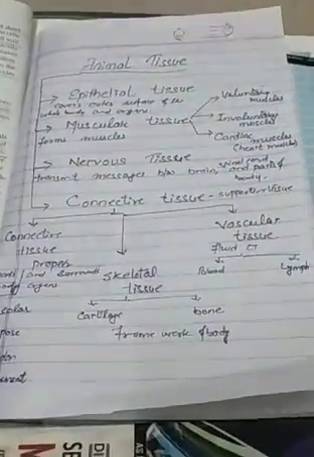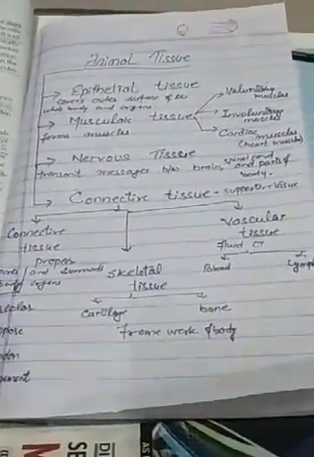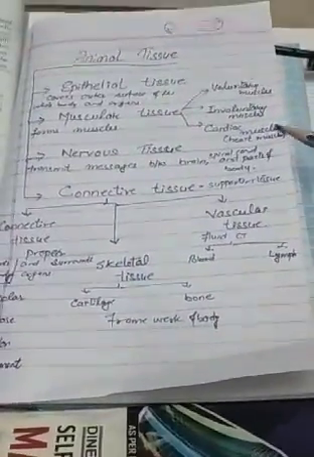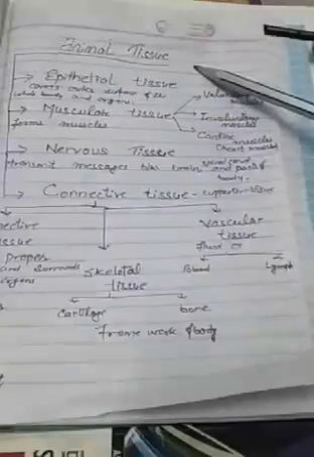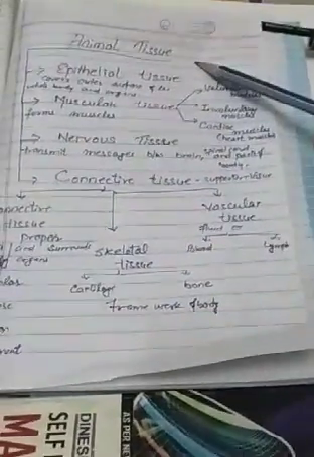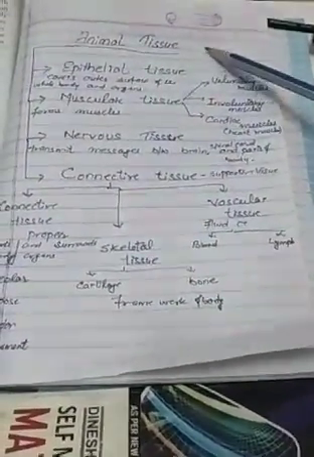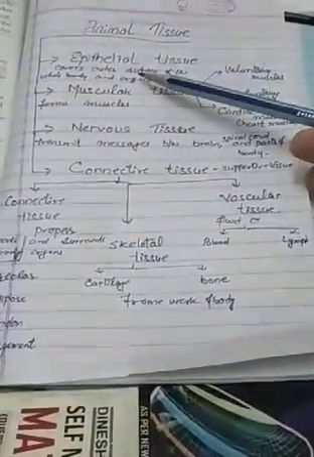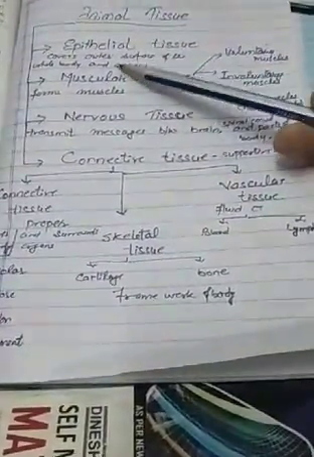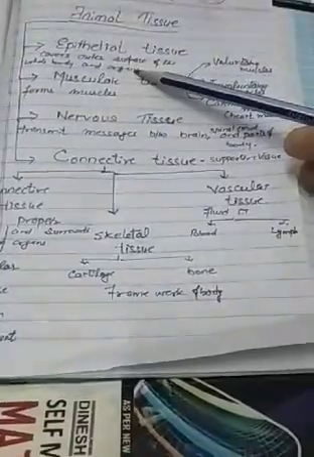In our last videos, we have done plant tissues. Today, we will do animal tissues, the type of tissues present in animals and human beings. There are four kinds of animal tissue: epithelial tissue, which covers the outer surface of the whole body and its organs.